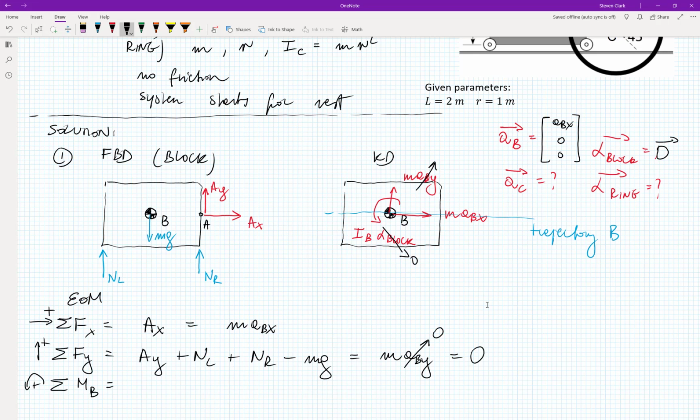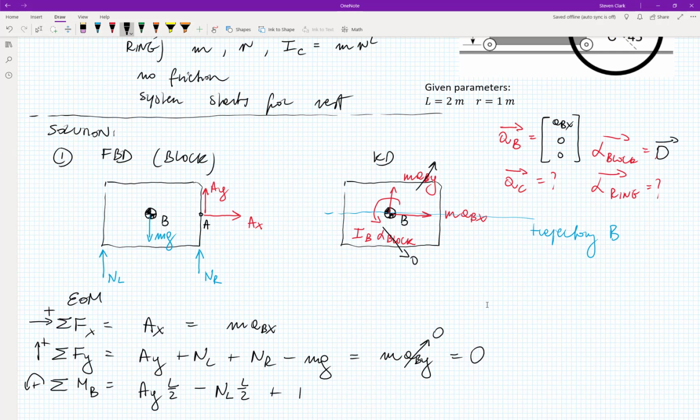Okay, now moments about point B. There are some forces that rotate this body. One of them is AY times L half, and AY rotates in a positive direction. That's good. And now NL times L half again, but NL, I believe, rotates in the negative direction, so I should put minus in here.